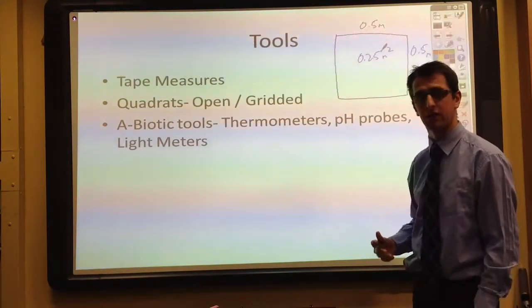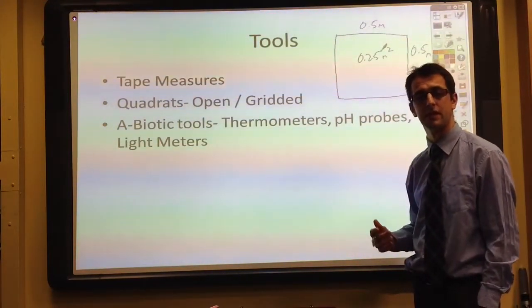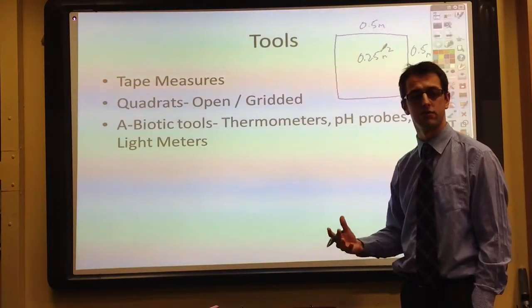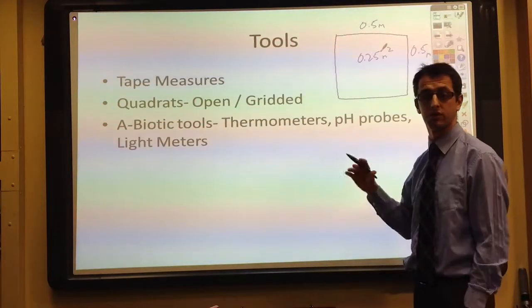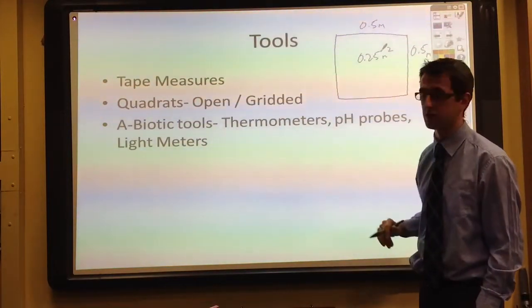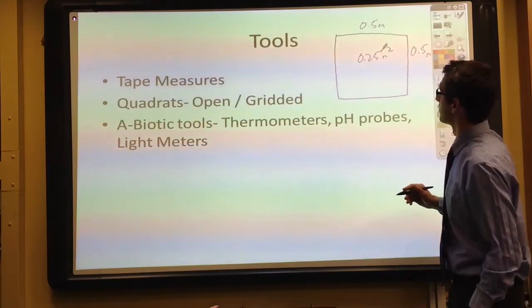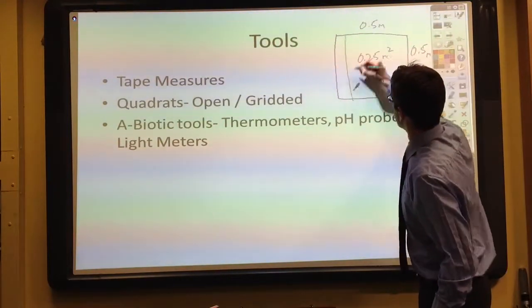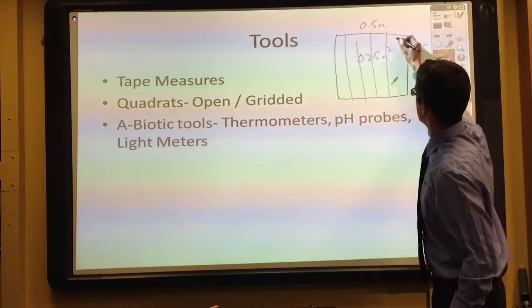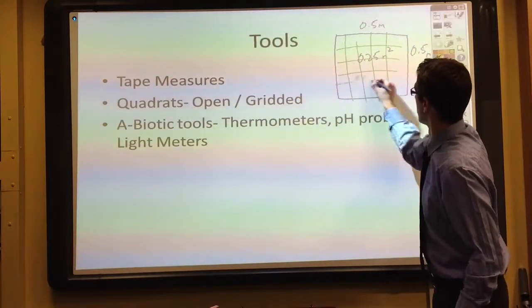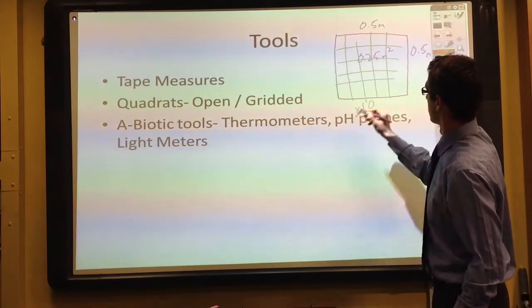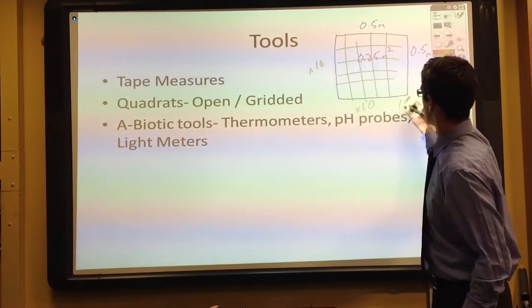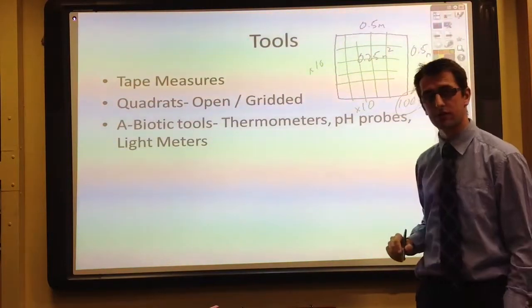It's also been calculated that that's the best size for it to be in terms of optimising time taken to carry out every sample, but also the accuracy of the results that you get. So that's an open quadrat. If we were to use a gridded quadrat, it would be just the same size, but it would have, as its name would suggest, a series of grids all the way along it, and there are 10 grids that way and 10 grids that way, giving you obviously therefore a total of 100 squares.